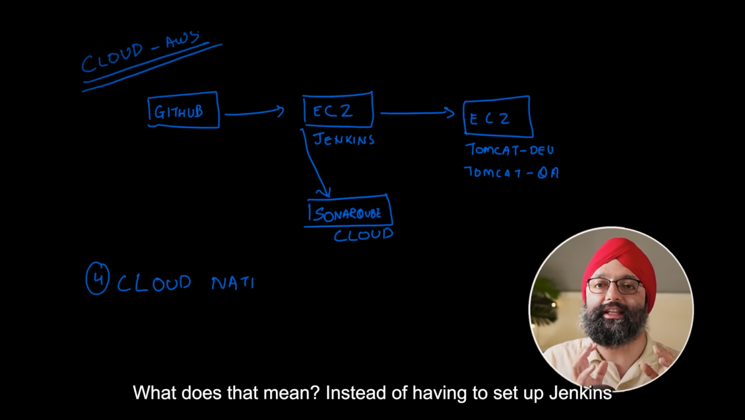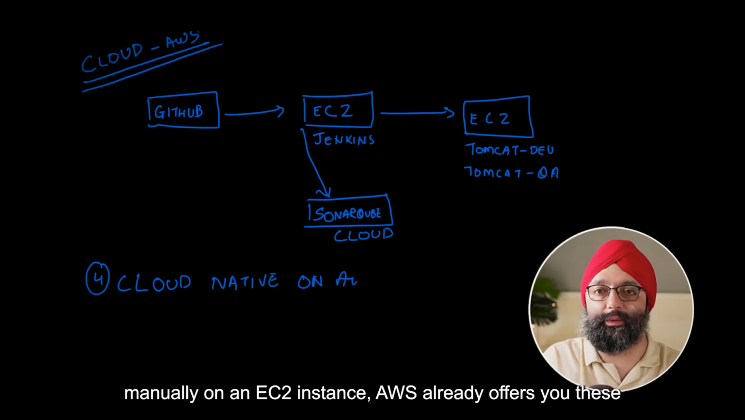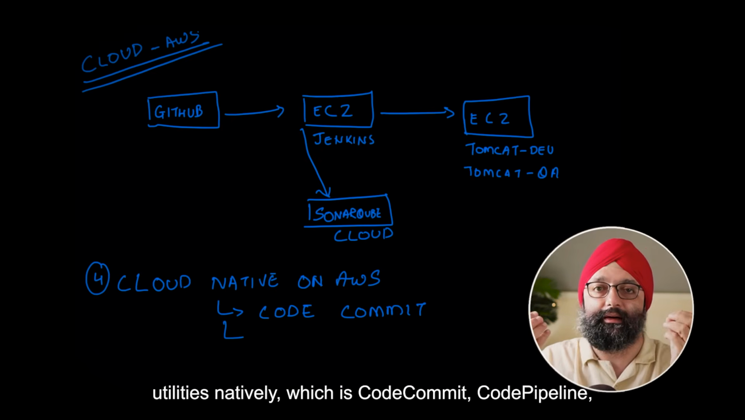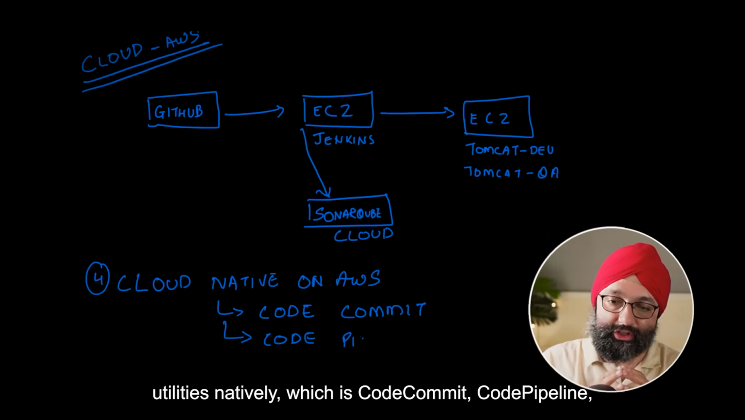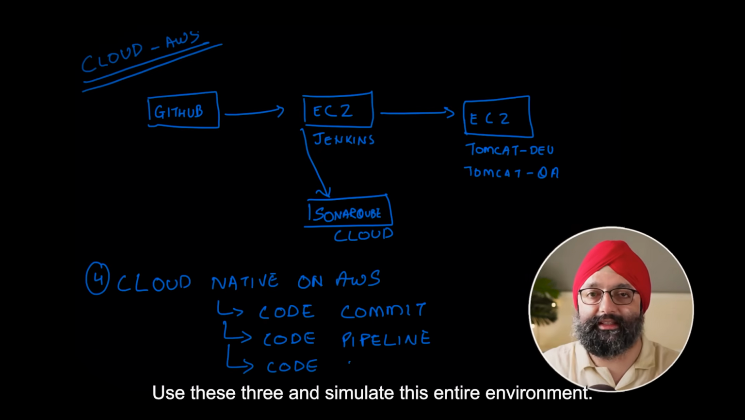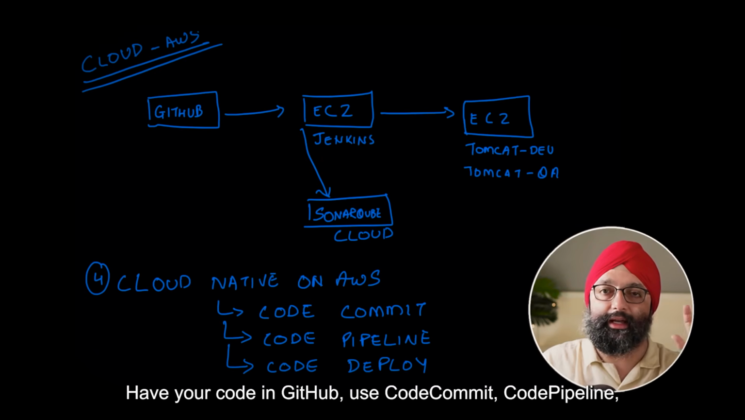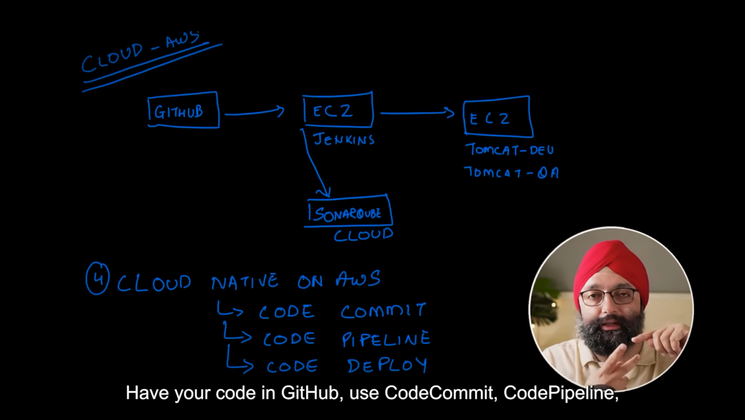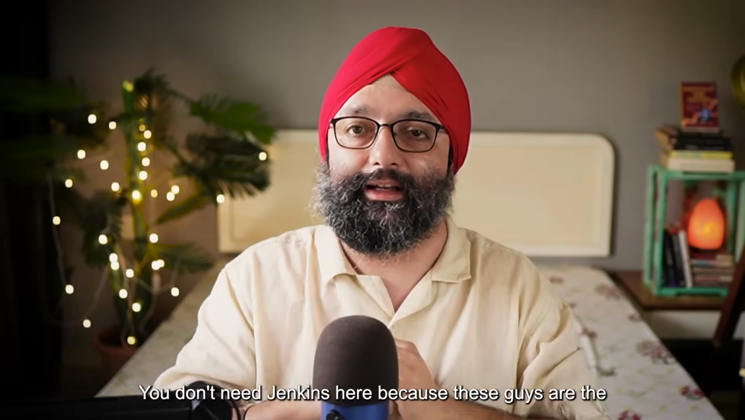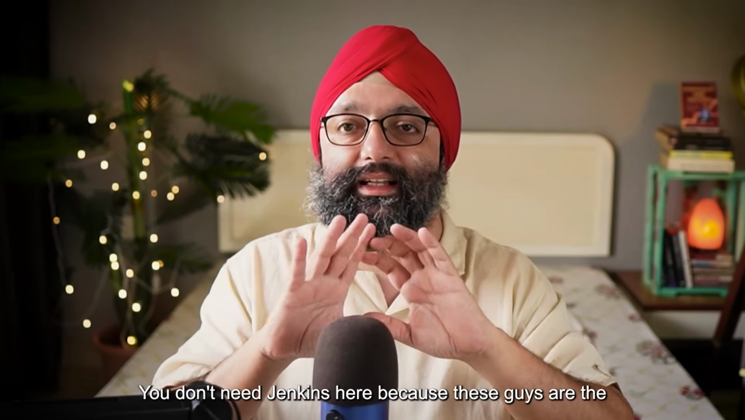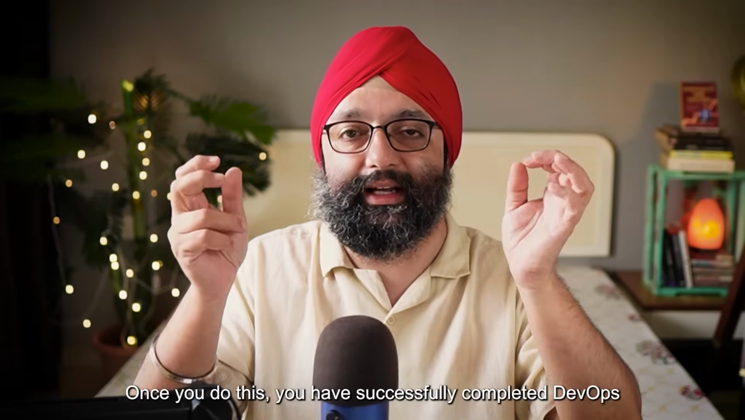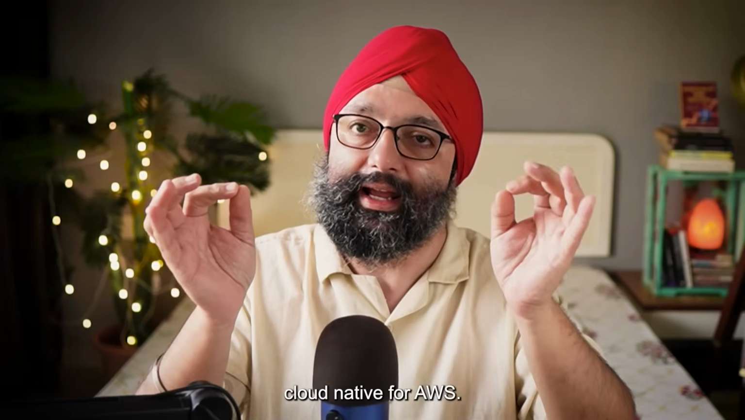What does that mean? Instead of having to set up Jenkins manually on an EC2 instance, AWS already offers you these utilities natively, which are CodeCommit, CodePipeline, and CodeDeploy. Use these three and simulate this entire environment. Have your code in GitHub. Use CodeCommit, CodePipeline, and CodeDeploy to deploy your code into Tomcat. You don't need Jenkins here because these are the replacement of Jenkins. Once you do this, you have successfully completed DevOps cloud native for AWS.